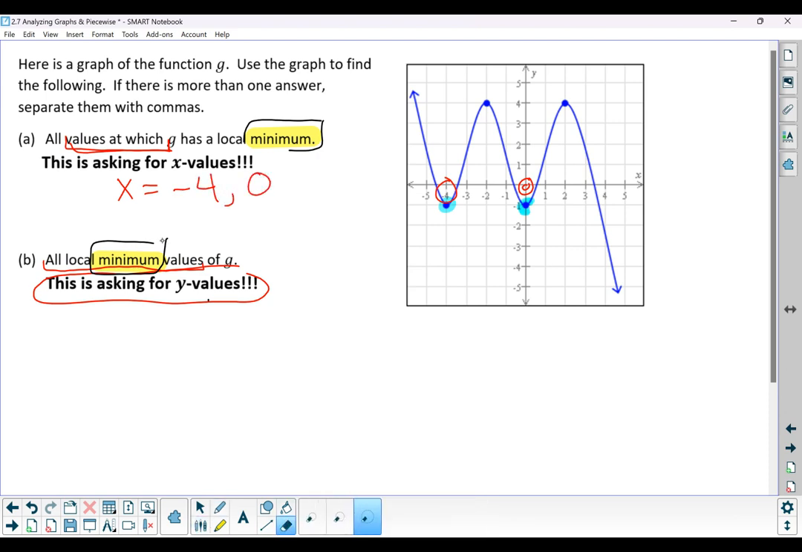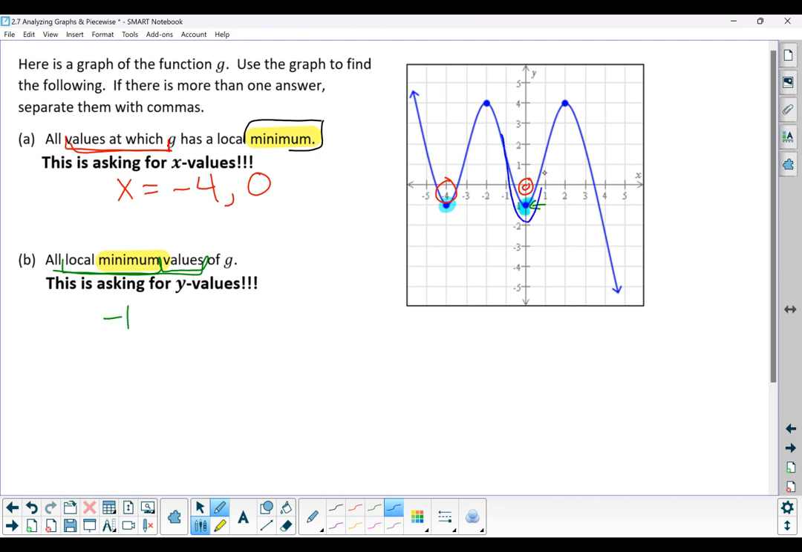For the second part, it is asking you what those local minimum values are. That is the one asking you for the Y values, the local min values. In this case, we only have one thing to list, which is -1. If this one had dipped down lower like this, we would list -1 and -2. So if you have more than one, you'll separate them with a comma.